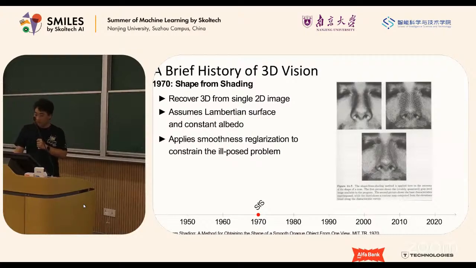Shape from shading tries to recover 3D shape from the brightness variation in a single image. Early formulations assumed Lambertian reflection and consistent albedo, then used a smoothness constraint to make the ill-posed problem solvable. The idea is powerful, but its accuracy depends strongly on the lighting and the material assumptions.